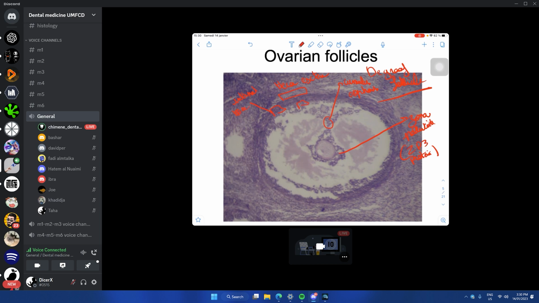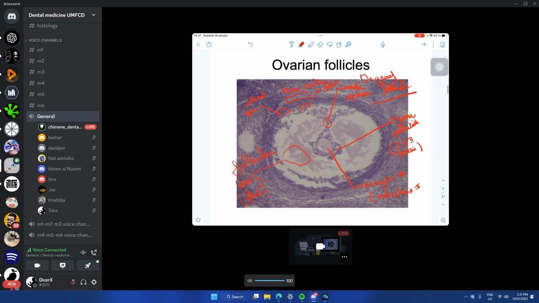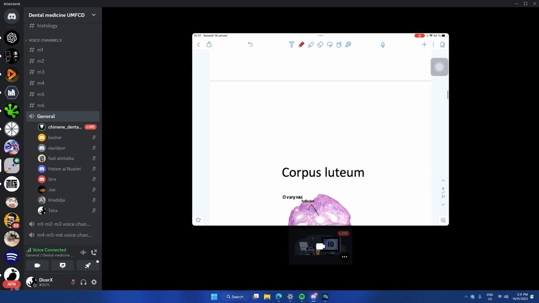You have some follicles in here. You have the oocyte 2 blocked in meiosis 2, or metaphase 2. You have the follicular cavity filled with fluid, and that's it. Let's move on to the next picture.